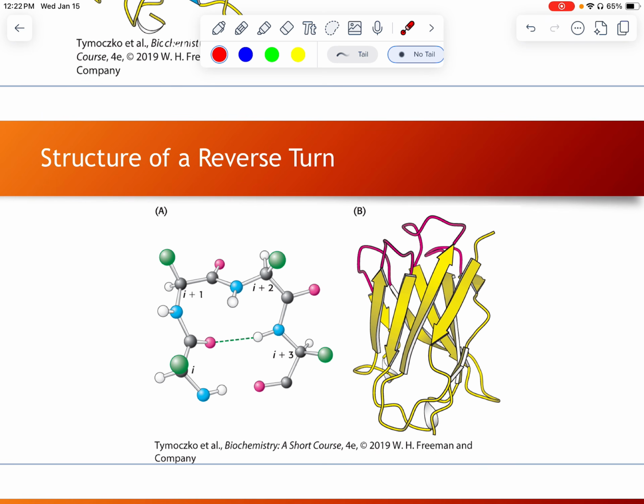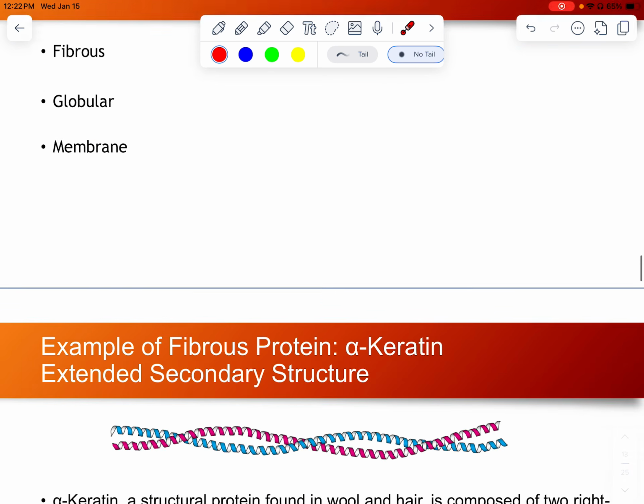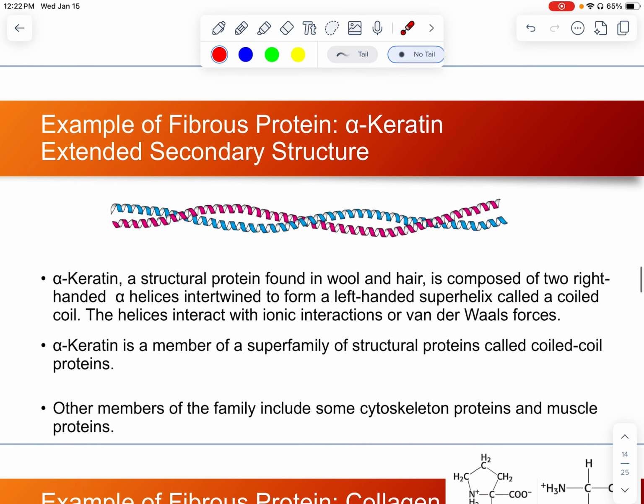All right, we are going to have three broad categories of proteins: fibrous, globular, and membrane. And really, for now, we're going to look at fibrous and globular. And we've got a couple examples of fibrous proteins: alpha keratin, which is a structural protein found in wool, hair, is composed of two right-handed alpha helices. So we've got, here's one alpha helix, here's another, and they're essentially in what we call a coiled coil. They're coiled together.